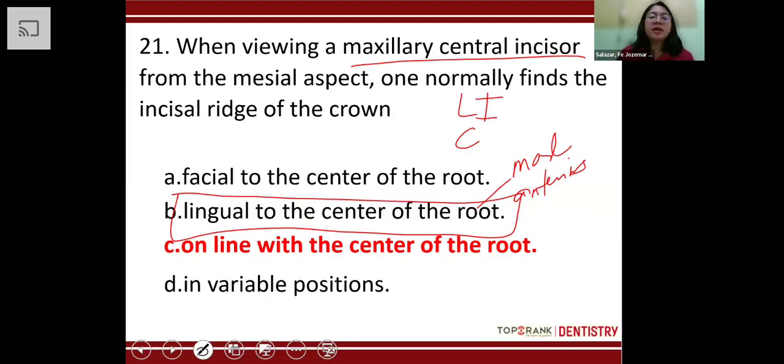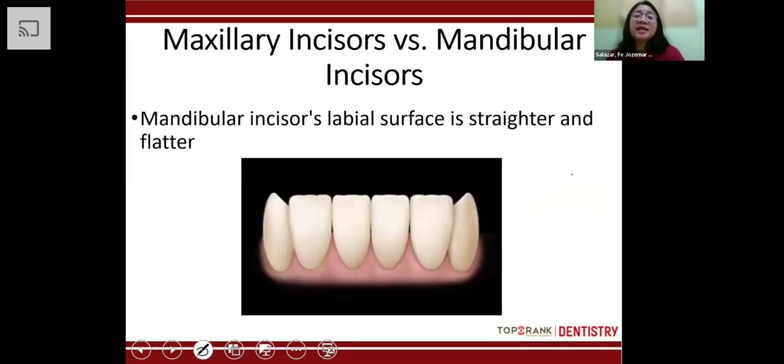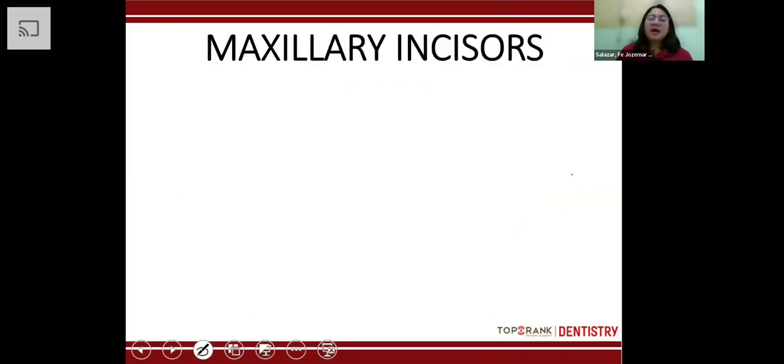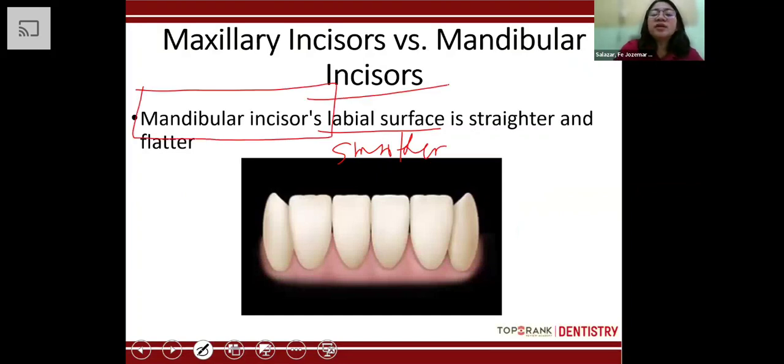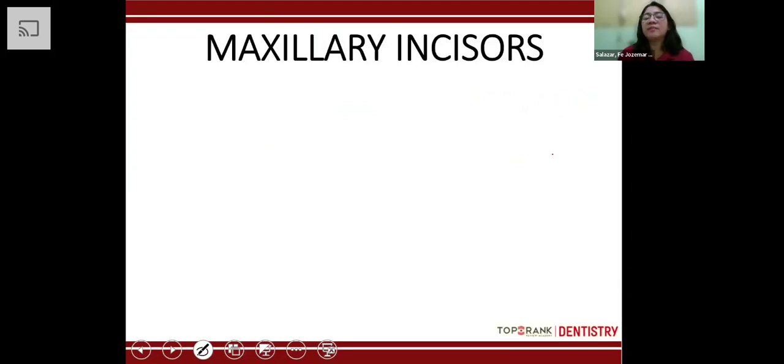Okay, mandibular anteriors. Mandibular incisors, labial surface is straighter and flatter. They are also smoother. Yung labial surface nila, they are also smoother. Kaya nga, yung mandibular incisors, they are called your caries-resistant teeth. Kasi hindi lang yung labial nila ang smooth, pati yung lingual. So caries-resistant teeth, because they have very smooth labial and lingual anatomy. Walang mga pits, walang mga grooves.